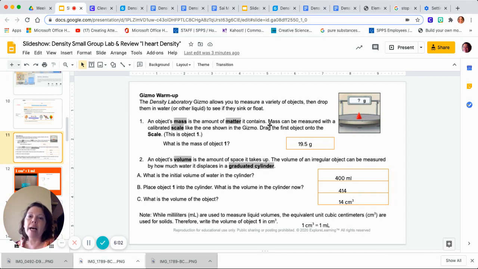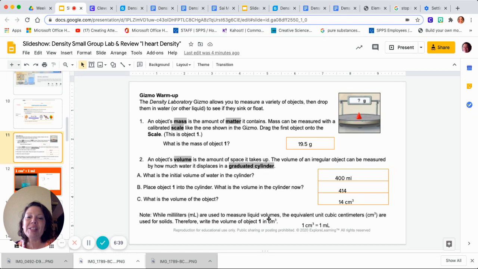The object's mass is the amount of matter it contains. Mass can be measured with a calibrated scale like this one shown in the gizmo. Drag the first object into the scale, and that's object 1. That ends up being this red triangle, and I'll demonstrate in a minute. An object's volume is the amount of space it takes up. The volume of the regular object can be measured by how much water it displaces in a graduated cylinder. So the initial volume was 400, and then we place this item into the graduated cylinder and it's 414, and then we figure out the volume of the object and it's 14 centimeters cubed.